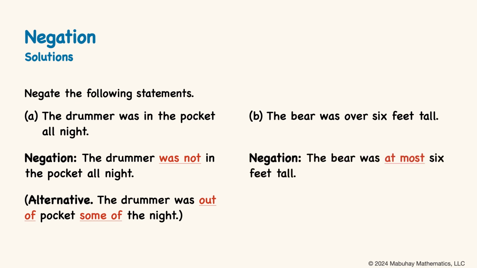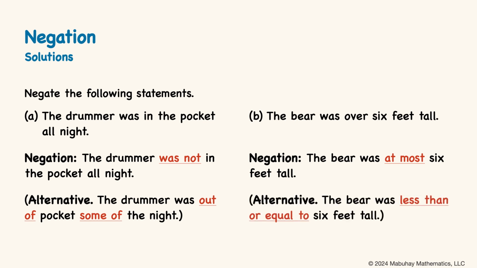One way to do that is to use the phrase "at most." The bear was at most 6 feet tall. Notice if the bear was over 6 feet tall, it can't also be true that the bear was at most 6 feet tall. If the bear is 6'5", then it's not a max of 6. It's over 6. So these can't both be true at the same time. And in fact, when one is true, the other is false, and vice versa.